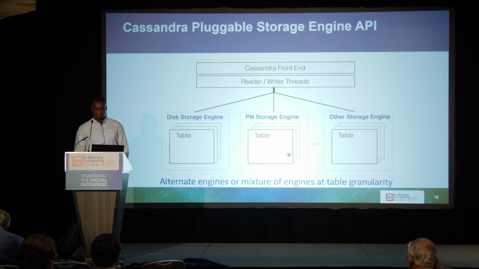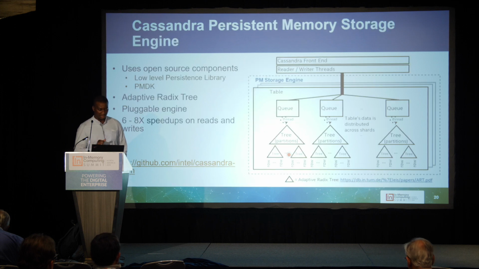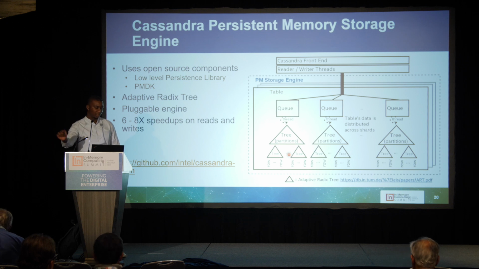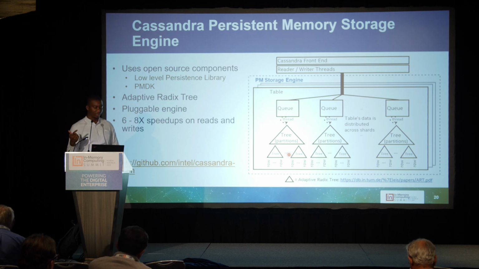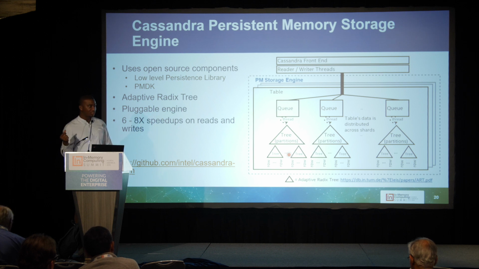So now, if we drill down into the Cassandra persistent memory storage engine, it uses open source components like the low-level persistent library. This is an open source library developed by Intel, as well as PMDK. It uses this for transaction support and to provision the memory. The main data structure in this storage engine is an adaptive radix tree. We developed this from a paper, and we implemented this. It is single-threaded, so we've organized them in shards with queues at the top. It makes it simpler, and it scales very well.